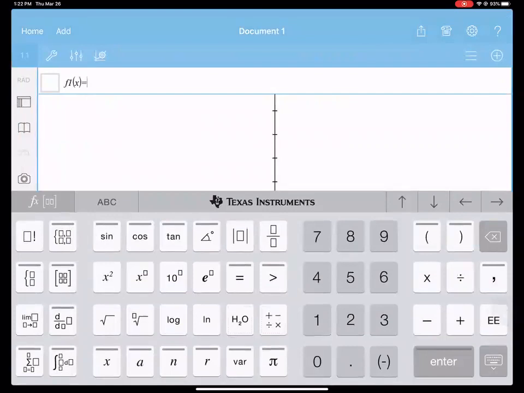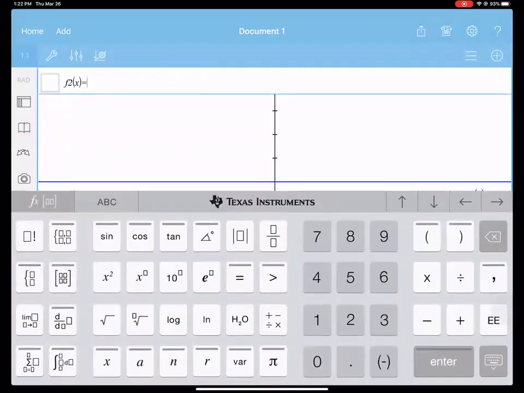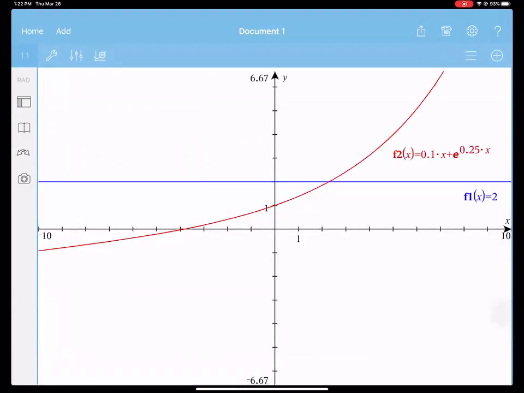So on your graphing calculator, that's what you have to do. You graph them both separately. Y is equal to 2, then add another graph, 0.1x plus e to the 0.25x, and then find where they intersect. That's it.